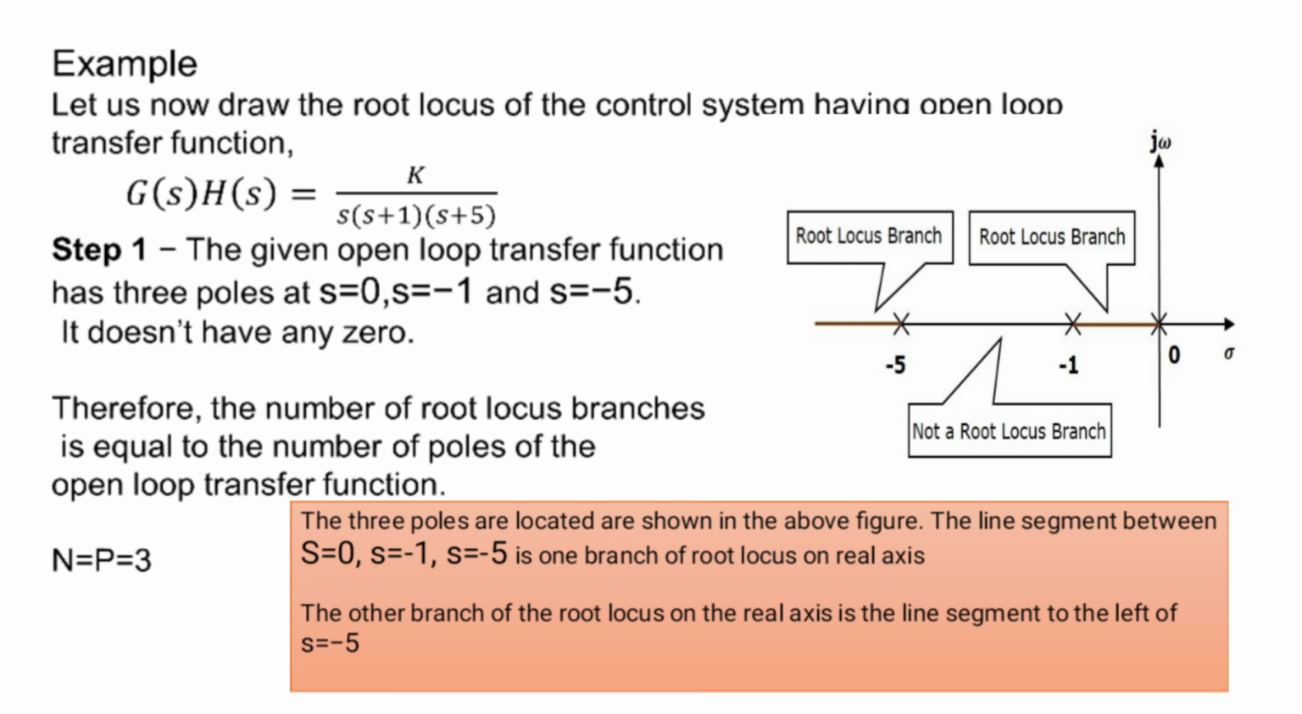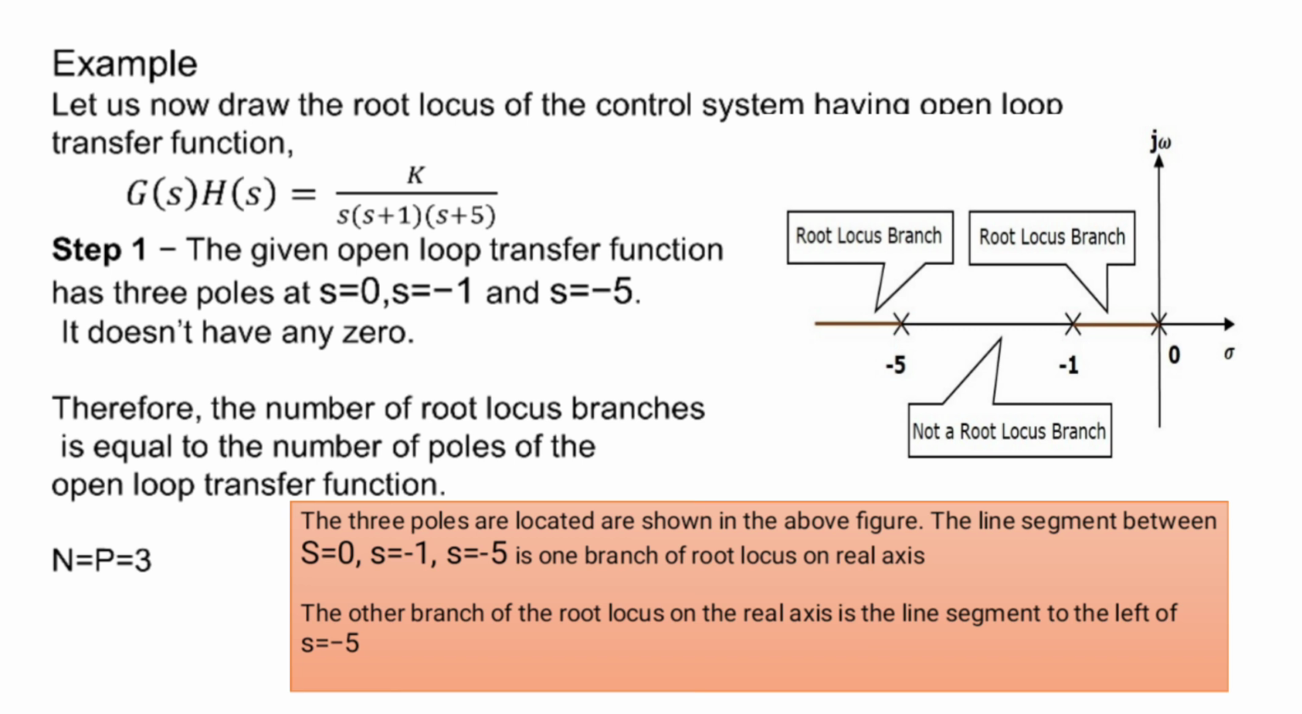So it does not have any zeros. In the numerator there are no roots; only the denominator has three roots, that is s equal to 0, s equal to minus 1 and s equal to minus 5. Now we plot s equal to minus 1, s equal to 0 and s equal to minus 5 in the complex plane. So three branches arise.